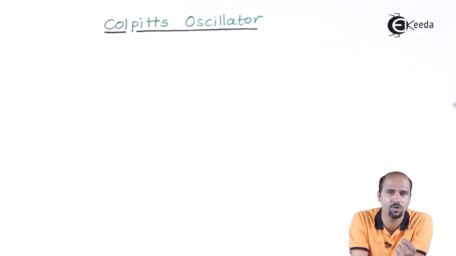I'm just giving you a hint: C for Colpitts and C for capacitor. So two capacitors with the Colpitts, and Hartley we'll be discussing later on, but just understand that in Hartley, H is nothing but the unit of inductor, Henry. So there you have to use two inductors and one capacitor.